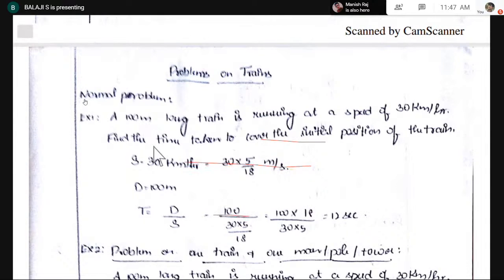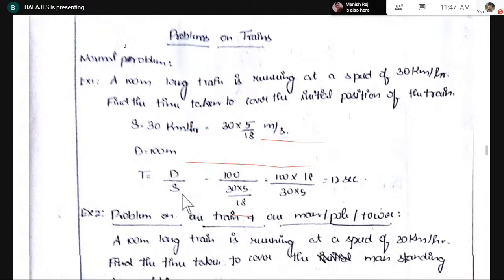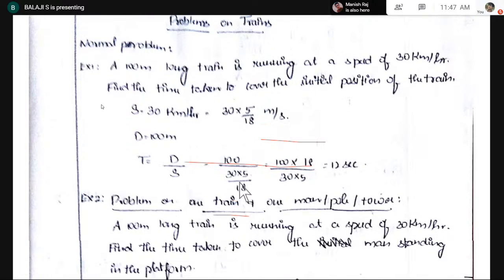So here we know the speed and we are converting into meter per second, and we are given the distance. Time is equal to distance by speed. Distance is 100 and the speed is 30 into 5 by 18.